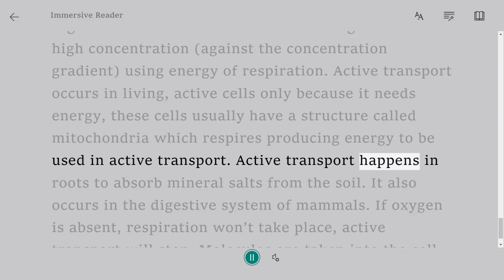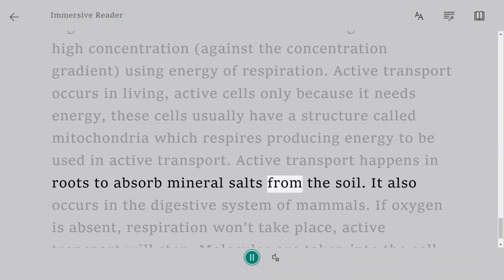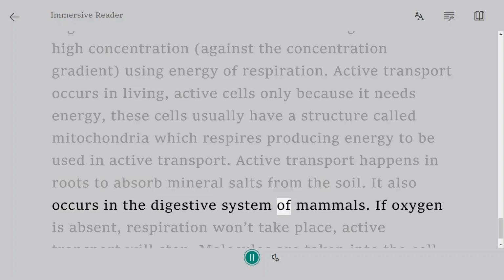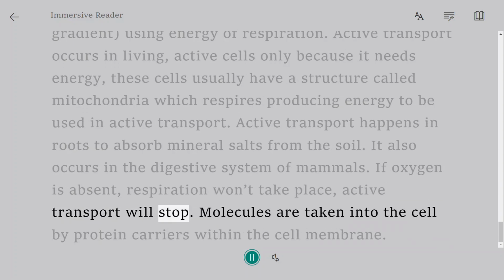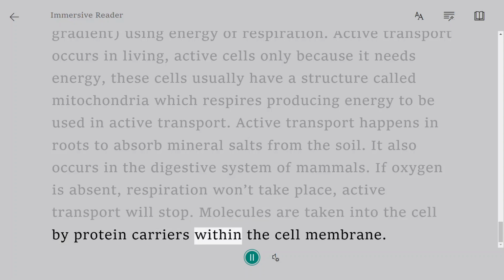Active transport happens in roots to absorb mineral salts from the soil. It also occurs in the digestive system of mammals. If oxygen is absent, respiration won't take place and active transport will stop. Molecules are taken into the cell by protein carriers within the cell membrane.